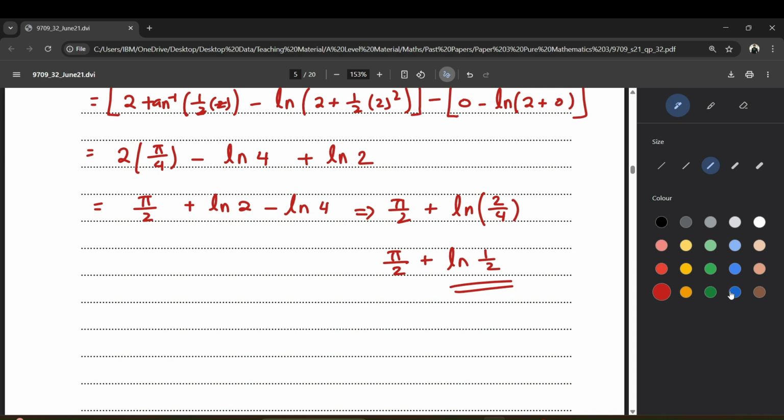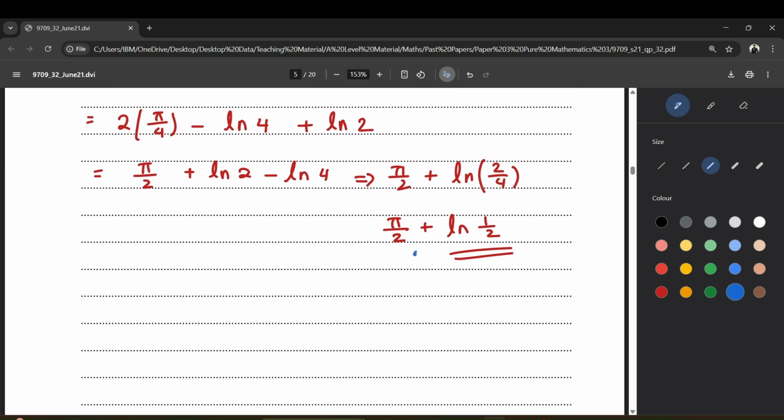Now there is another way that you can represent this answer. That is, I can say that pi over 2 plus ln 2 to the power minus 1. Okay, because 2 is at the denominator, you take it up, and then this minus multiplies over here, so you have pi over 2 minus ln 2. So that is another way to represent your answer. Both of them are exactly the same and both of them are correct.